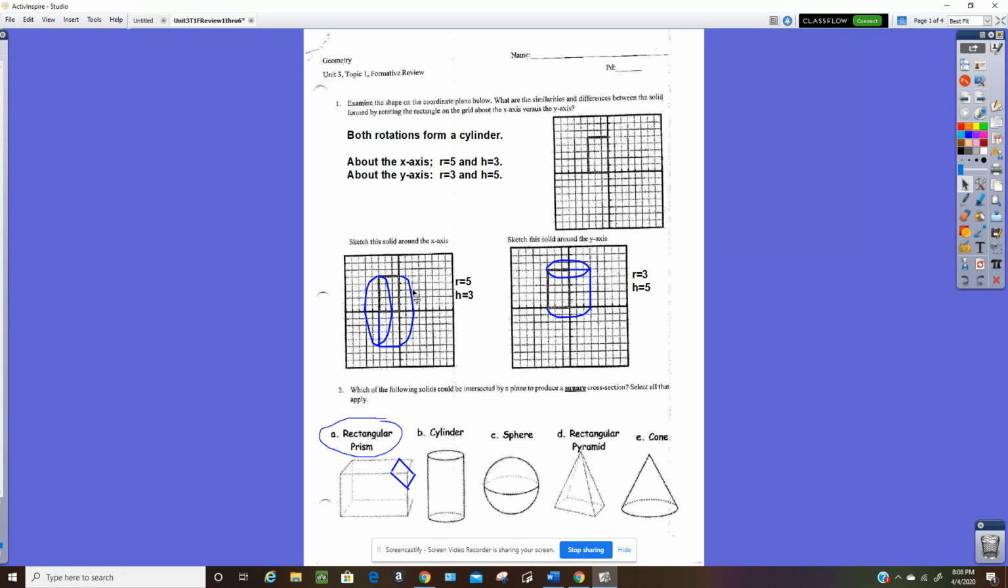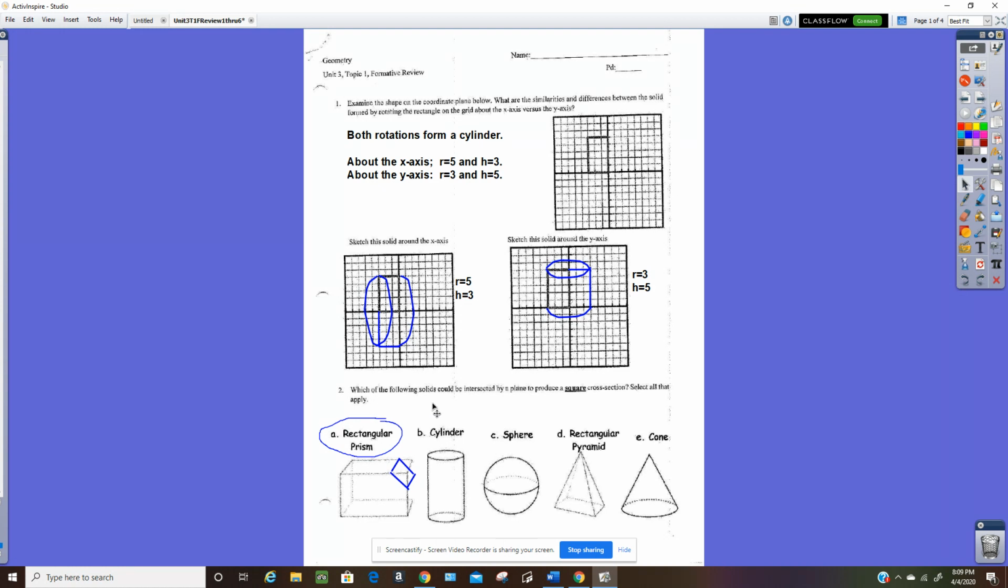If you rotate it about the x-axis, here's the x-axis, it creates a cylinder with radius 5 and height 3. And the other way, about the y-axis. So here's the original rectangle right here, and about the y-axis, it causes this cylinder shape here, where the radius is 3 units and the height is 5 units.